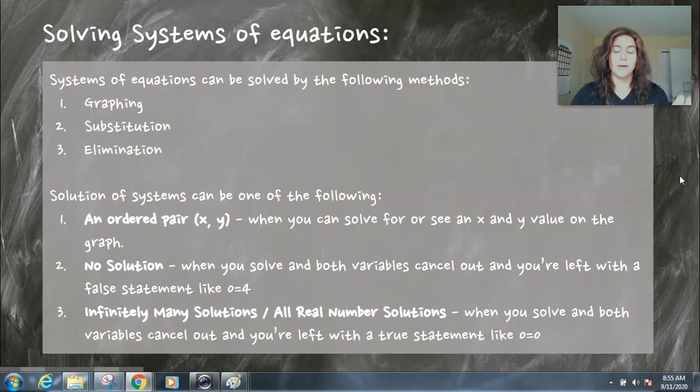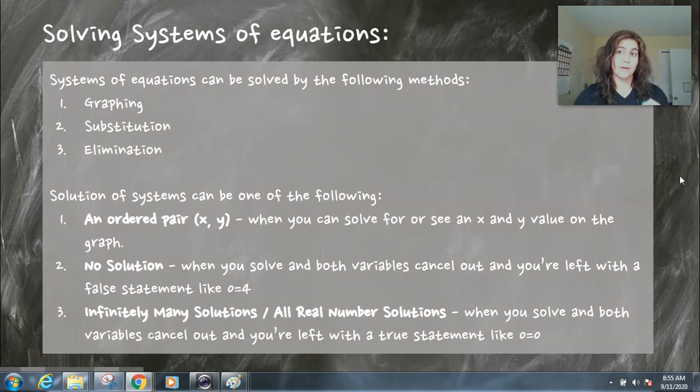They're the pair x comma y. So you're going to end up solving for an x and then finding the y, or vice versa. You do need both parts. If you go through and you solve and you find that each variable cancels out and you're left with something that is false, like 0 equals 4, that's a no solution, those lines are parallel.